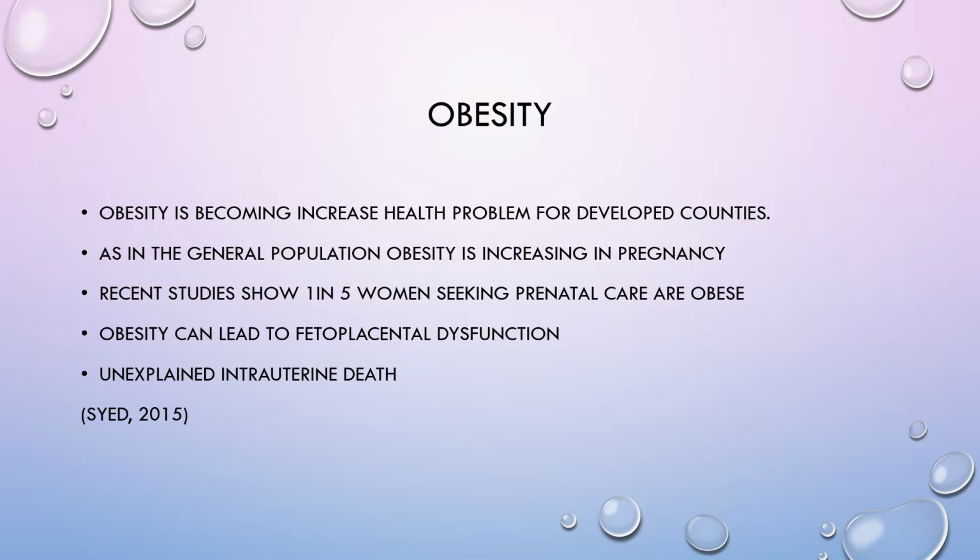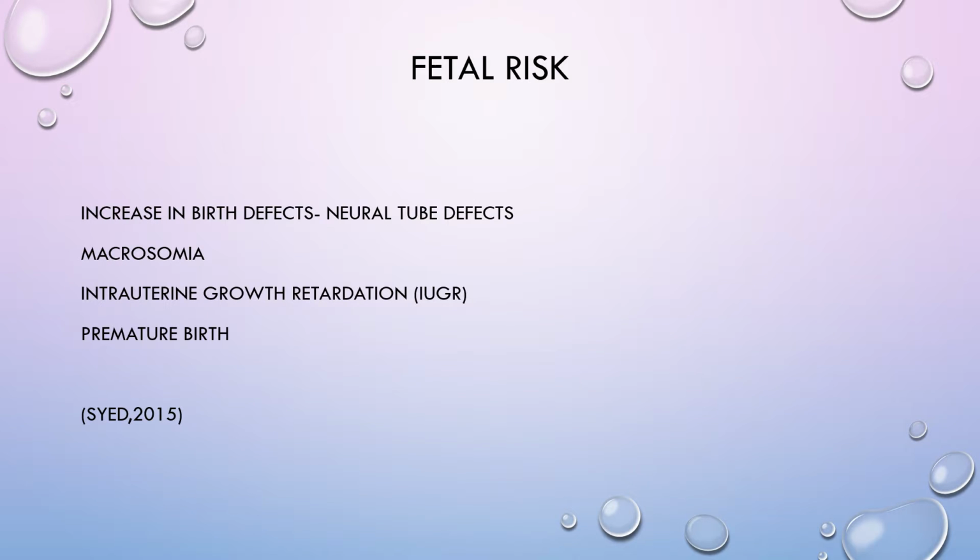Obesity can lead to fetal placental dysfunction. Again, that placental insufficiency comes back. And there also is an increased risk of intrauterine death, and we're not really sure about the mechanism of that. There is an increased risk for birth defects, in particular neural tube defects, and we believe this is due, even though these mothers have a lot of weight and it's mainly fat, their nutrition may not be the greatest, so they may not have the sufficient stores of folic acid to protect the infant from neural tube defects.